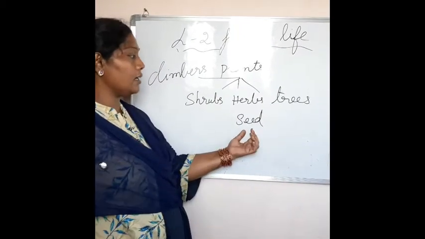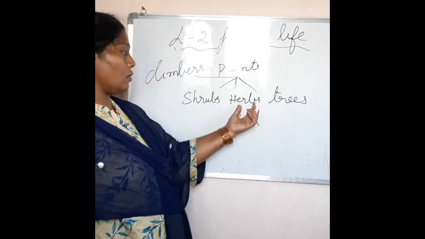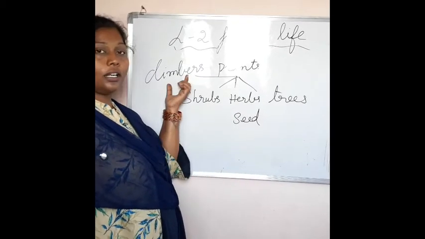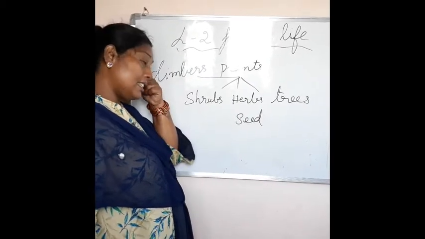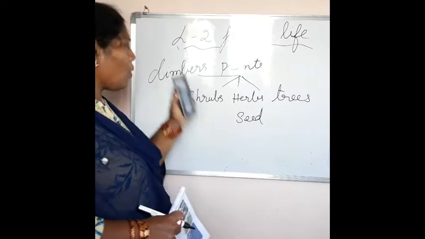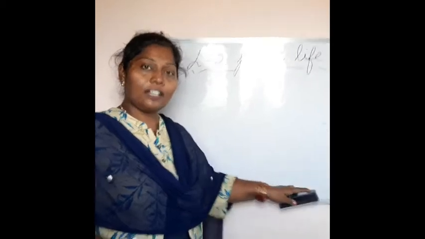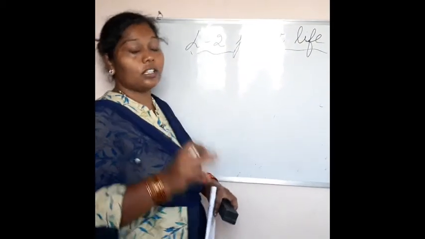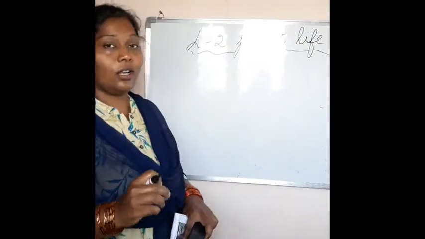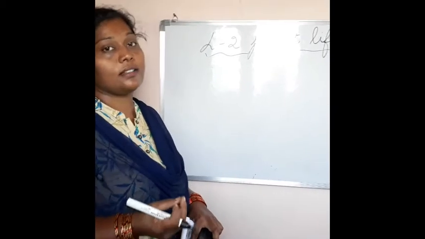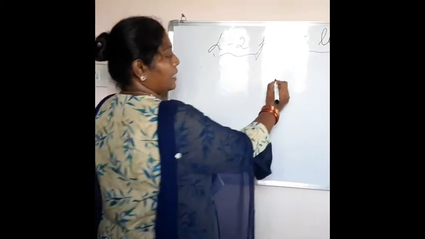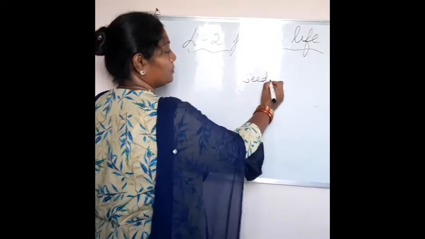From this single seed only you are getting trees or herbs or shrubs or climbers. Now we will think how actually these plants are growing. I said that trees, or the plants, are multicellular. They have a number of cells. Then I said only a seed is taken.